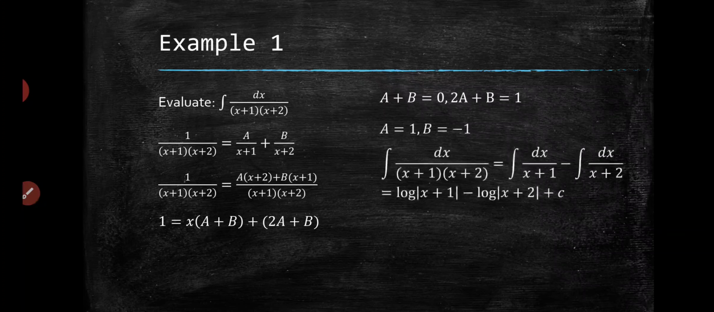Integrating, it becomes log of x plus 1 minus log of x plus 2, both inside mod. And so from here I can write log of mod of (x plus 1) by (x plus 2) plus c. Right? Simple problem. Now this is just a beginner's level problem. In the exam they are not going to give you such a problem. So let us take it to the next level.